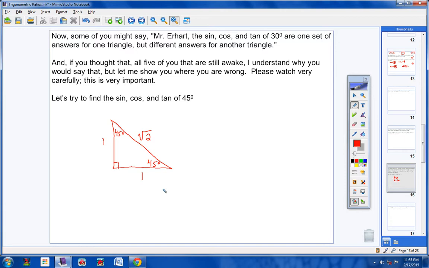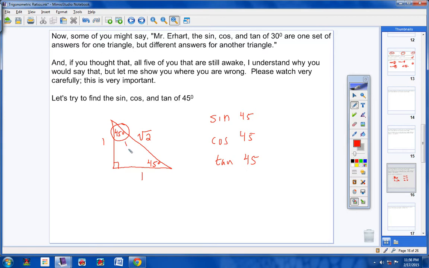Alright, so now I can quickly find the sine, cosine, and tangent of what angle? 45 degrees. This should be pretty simple to do. First of all, what angle am I dealing with? 45. So circle it. Well, Mr. Earhart, I circled this one down here. It doesn't matter. Just circle one of them. You'll still get the same answer.